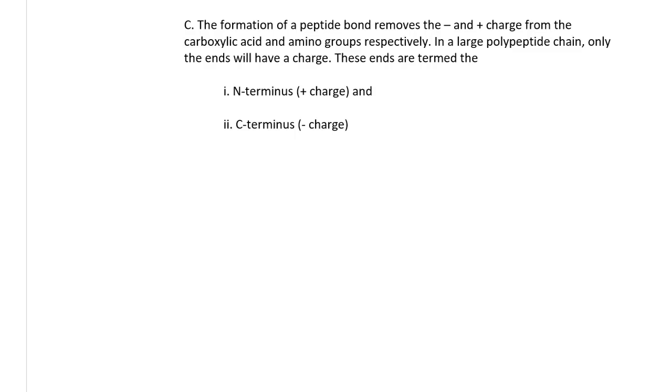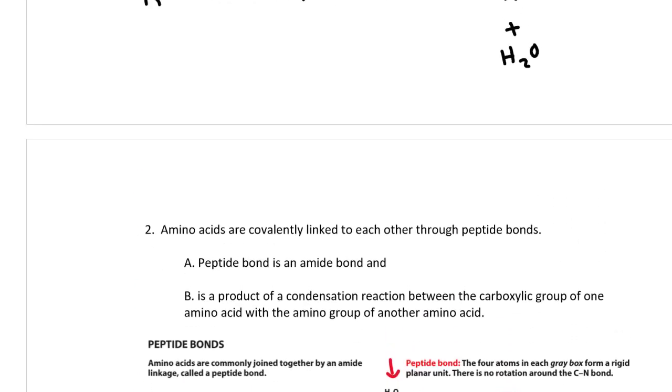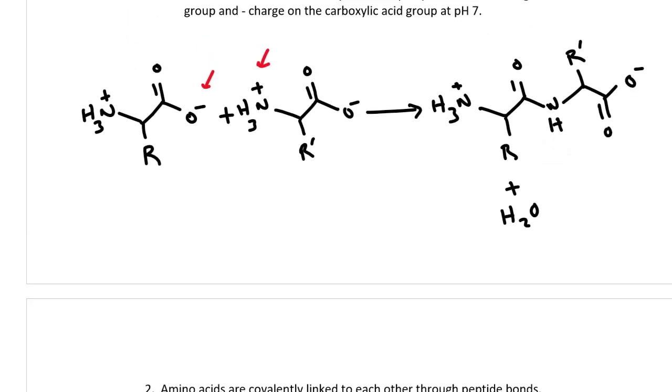So let's go back and take a look. So you can see that one end has a plus charge, another end has a negative charge. This end would be the N terminus, and this end would be the C terminus. Okay.